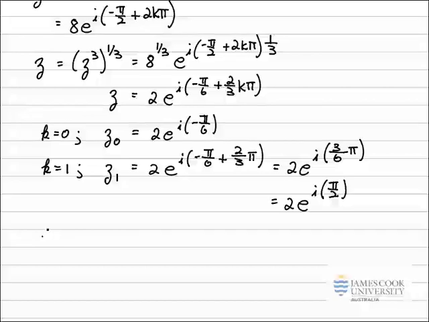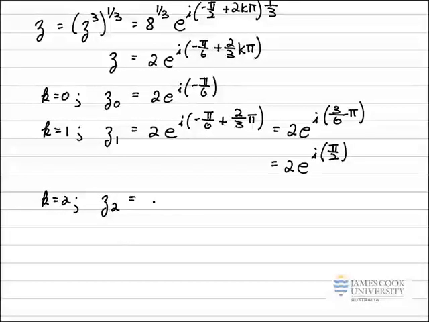My last solution will come from letting k equal 2. We'll substitute k equals 2, call that solution Z2. Again, we'll take a couple of steps to do this. 2e to the i, we're adding minus pi on 6 to, when k is equal to 2, 2 2's are 4 pi on 3, or 4/3 of pi. Again, adding those angles together with a common denominator, we'll have 4/3 is the same as 8/6, multiplying top and bottom by 2. So minus 1/6 plus 8/6 gives me 7/6. So this is 7/6 of pi.